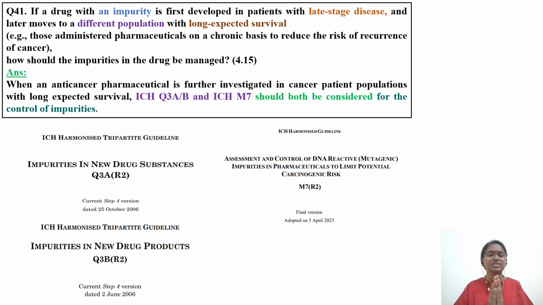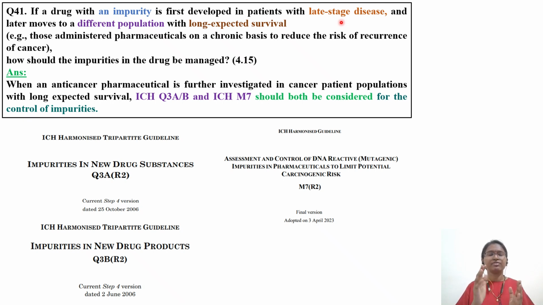Then next we'll see question number 41. In continuation of impurity only, one more question is there. If a drug with an impurity is first developed in patients with late stage disease, so I am developing an anti-cancer drug and I first develop it for a cancer treatment for which the survival is only 2 months or 6 months, right? And later it moves to a different population.